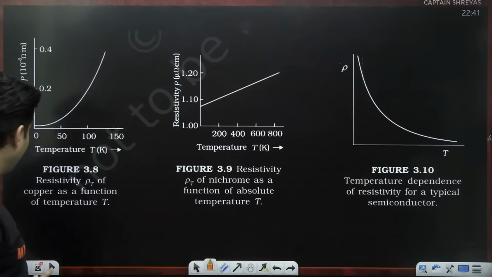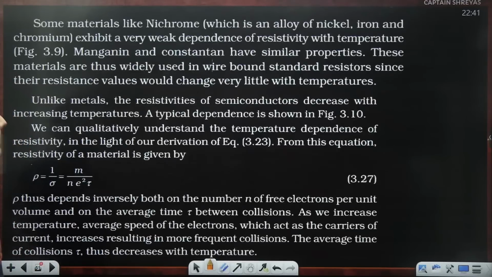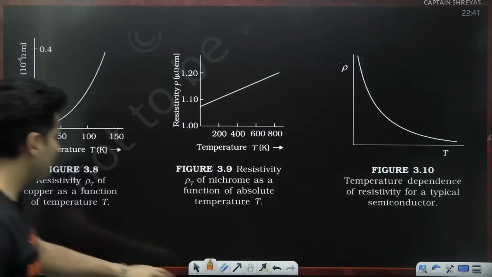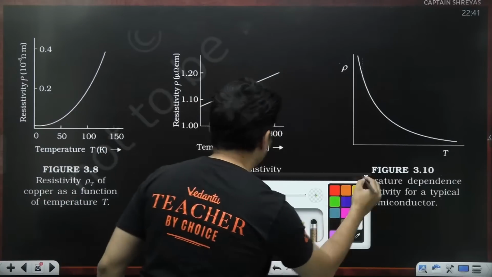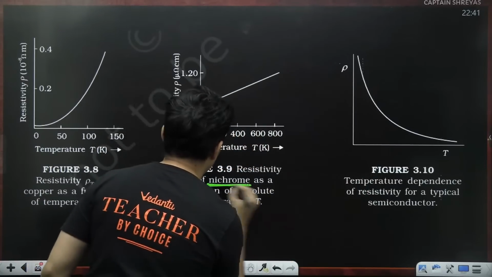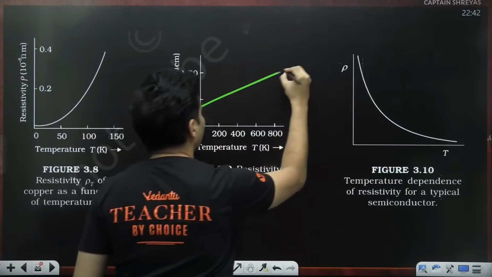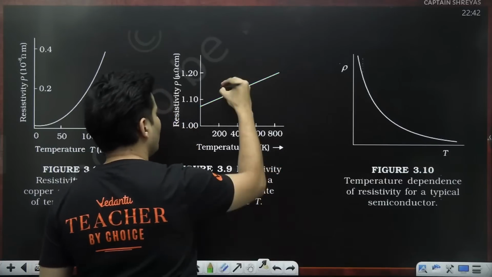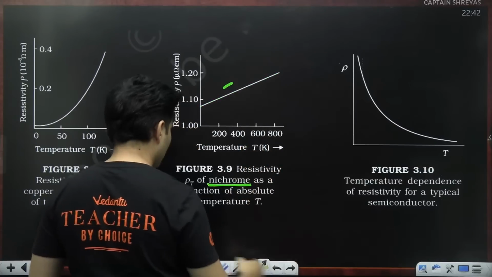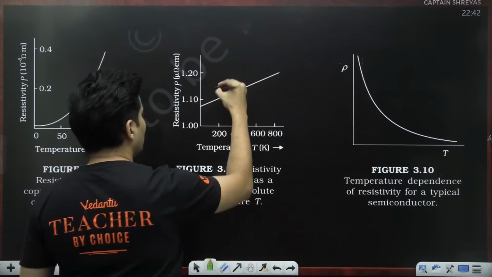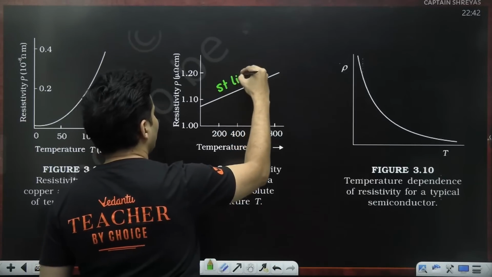Okay, great. Some materials, okay, magnitude and constant, these materials are thus widely used in wires, would change very little with temperature, unlike metals. Resistivity of some, okay. So this special example of nichrome is what you should know. Nichrome, you can see it is a constant line. It is almost like a straight line.